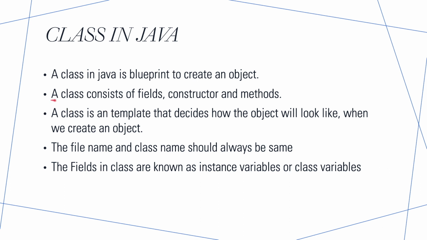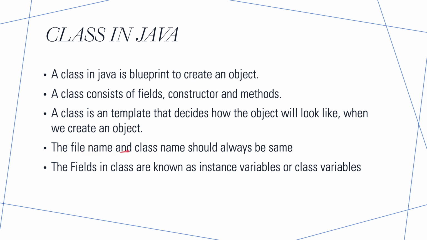A class consists of fields, constructor, and methods. So in a class, we can have different variables, instance variables, or we can say fields, class fields. Then we can have a constructor. The constructor is something that is always called when we create an object. Then we have methods. These methods can be accessed using that object if they are non-static methods.